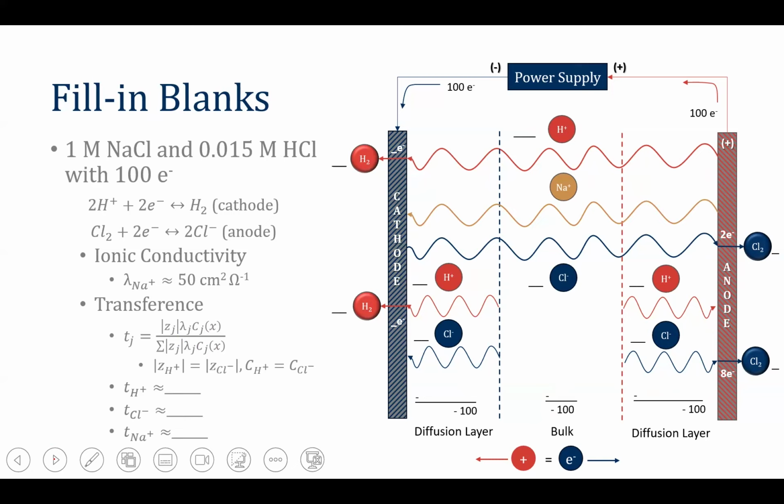And so in this case, we have 1 molar of NaCl added to our HCl mixture of 0.015 molar. And so we still have the same reactions occurring, hydrogen evolving at the cathode and chlorine gas evolving at the anode. The additional piece of information you need to solve this is that the ionic conductivity of our sodium ions is 50 centimeters squared per, and if you recall from the previous slide, our lambda H plus was equal to 350 in the same units, and our lambda chlorine minus is equal to 75 in the same units.